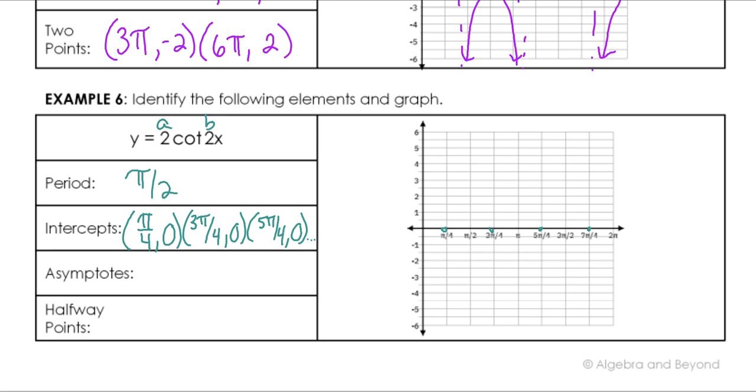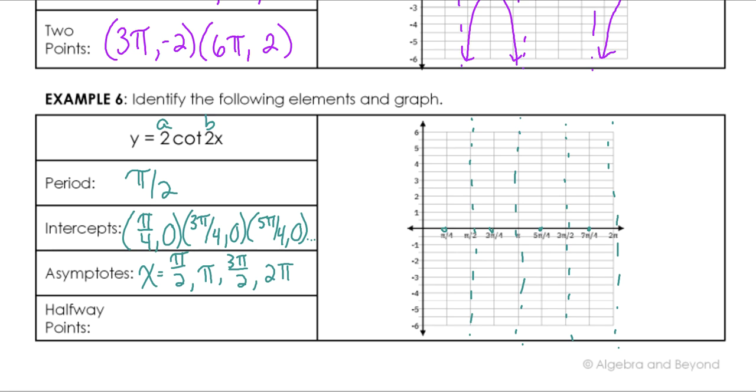My asymptotes are going to be in between those. So the asymptotes on this one are going to be at pi over 2, so it's going to split those intercepts, and then at pi, and then at 3 pi over 2, and at 2 pi. And then we continue that on as long as my graph goes on. So it looks something like that.